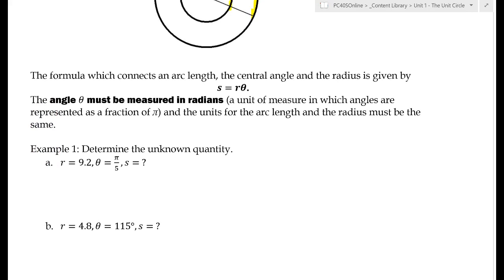So again, this formula is the one we're going to use. S stands for arc length. Theta has to be measured in radians, and R is our radius.